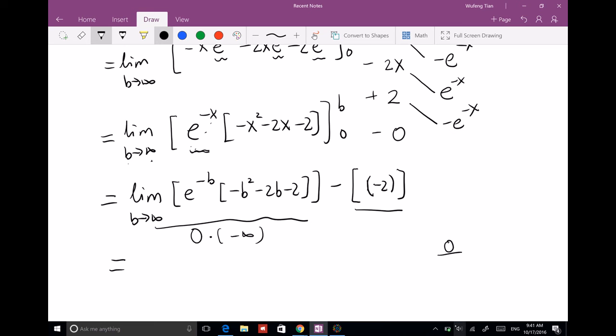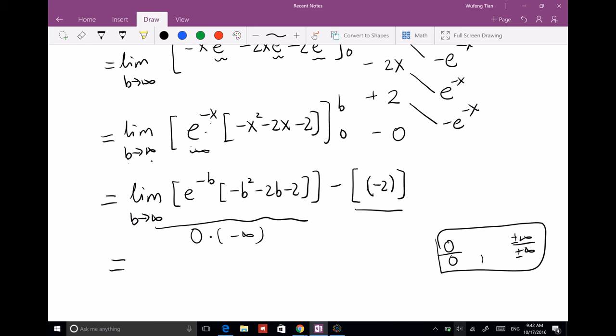I need a 0 over 0, infinity over infinity, negative infinity, positive, negative is okay, either one. If I have this kind of form, then I can use L'Hopital's rule. This is 0, this is infinity. So can you tell me how to change the 0 into infinity?